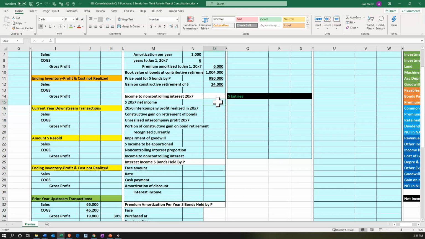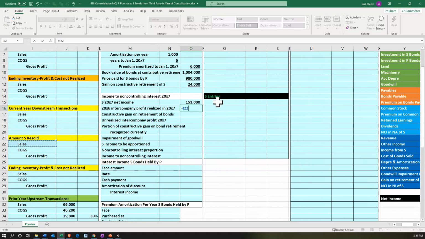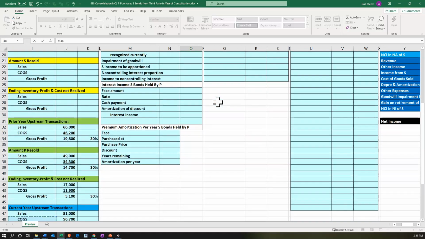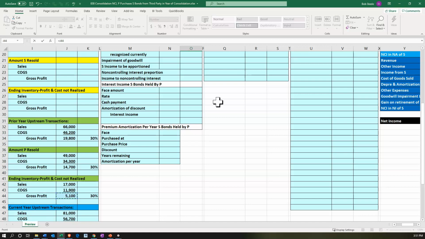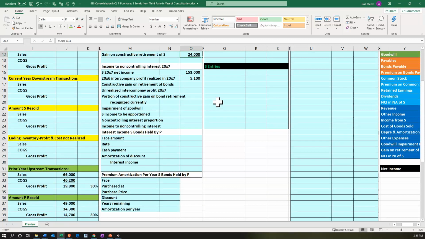So let's start with the net income for S. S's net income over here is the 153,000. And then we're going to make some adjustments for that inventory. The first one is the 2000x6 intercompany profit realized in 2000x7. We're going to say that's equal to what we calculated in our inventory. Notice we're taking basically the end number in our calculation, because this is like the ending inventory from last year that we would assume is sold in the current year.